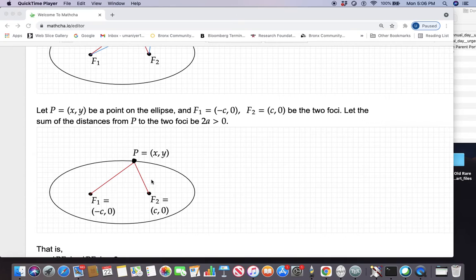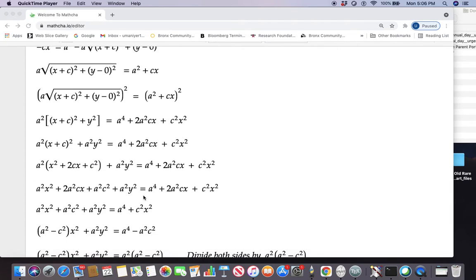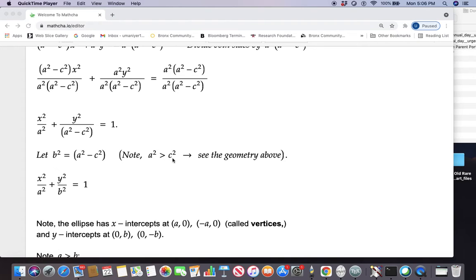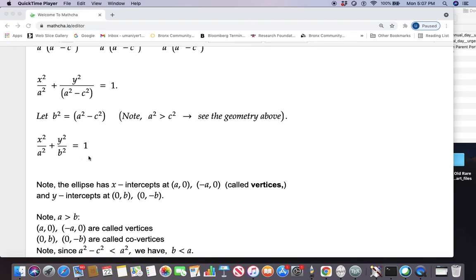That is, a is greater than c. Because a is greater than c, a squared is greater than c squared. So a squared minus c squared is a positive number. Because it is a positive number, I can write it as a square of some real number. Hence, you can write b squared. So, a squared minus c squared is b squared. You have x squared over a squared plus y squared over b squared equals 1. This is your ellipse.